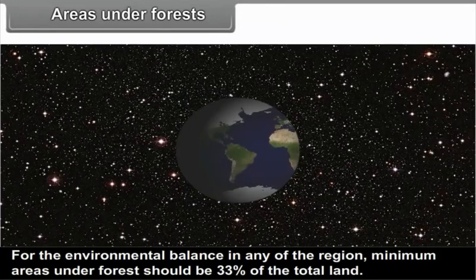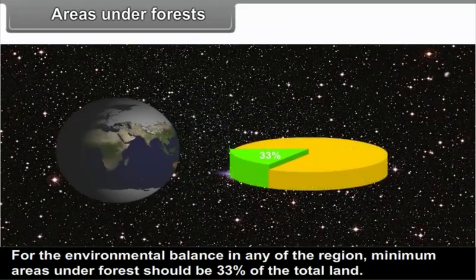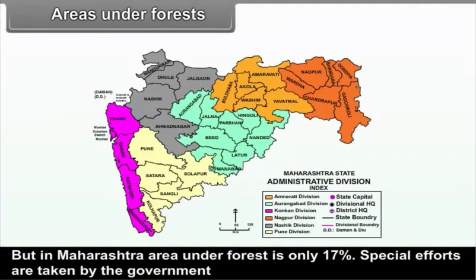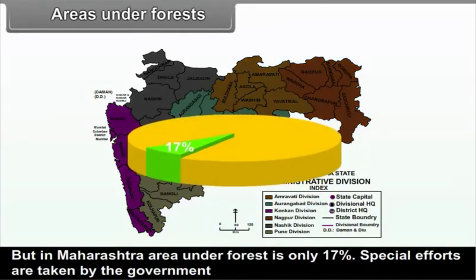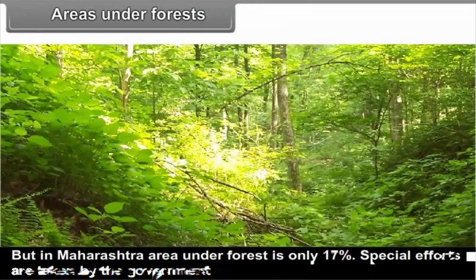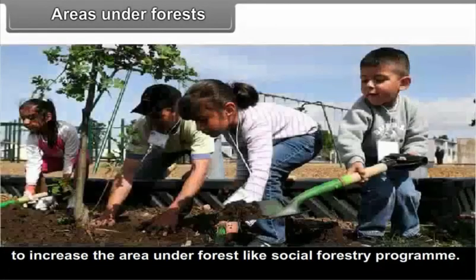For the environmental balance in any region, minimum area under forest should be 33% of the total land. But in Maharashtra, area under forest is only 17%. Special efforts are taken by the government to increase the areas under forest, like the social forestry program.